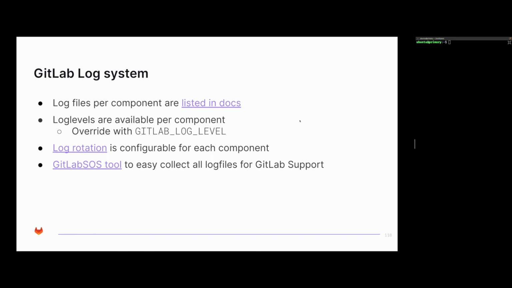And also components are automatically configured with log rotation. So log rotation is set up, but you can configure it the way you like, for example, if you want to retain log files for a certain period of time. Then we have this GitLab SOS tool, which is an easy way to collect log files for GitLab support. Especially if you're on an omnibus environment, then GitLab SOS will simply pull all the data from the system, from all the components, and package that in a single zip file. But also for larger scale setups, this GitLab SOS tool can collect log files from all components.